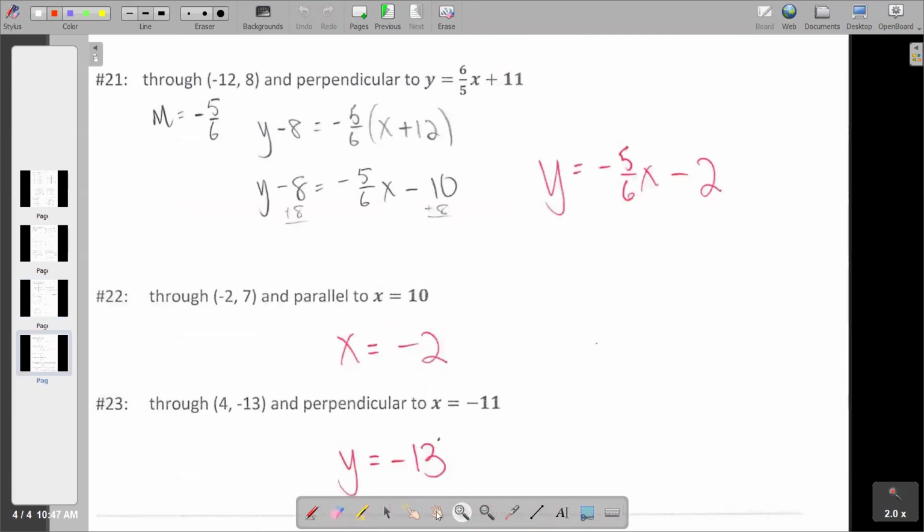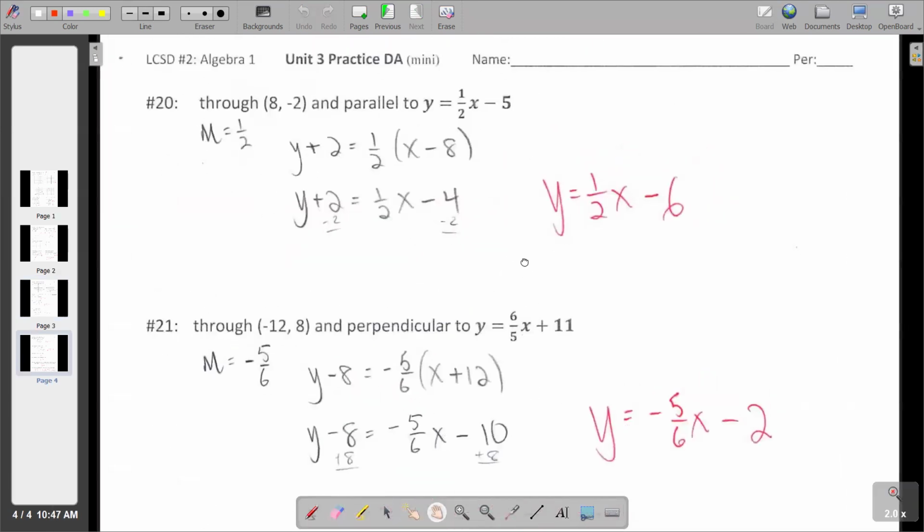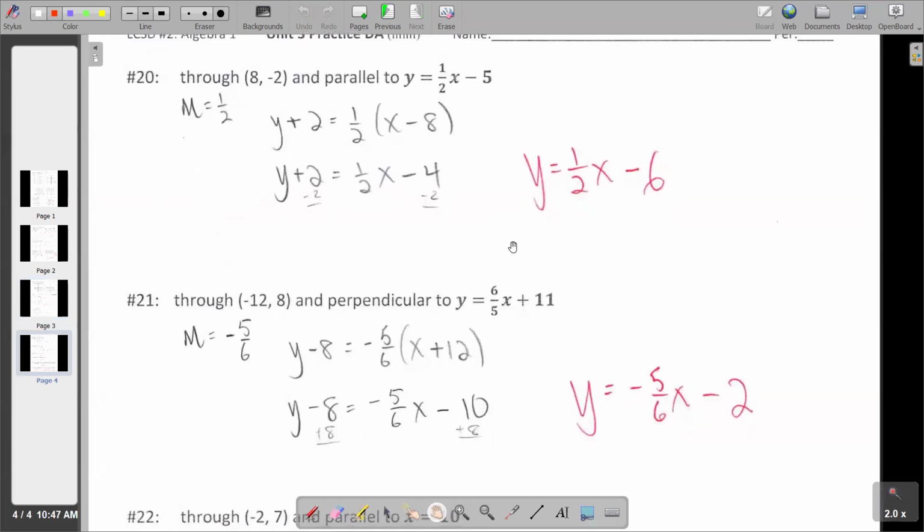Number 20 is something I've been talking about throughout the day with people. And I really hope I can succeed in my mission to convince you all that 19 or 20 and 21 are just nothing special. I have to teach them to you, but oh, it's not a big deal. What does it mean to be parallel?